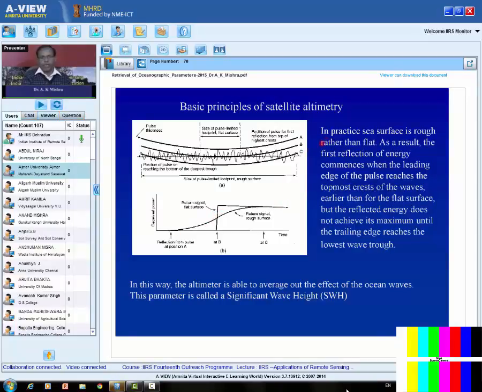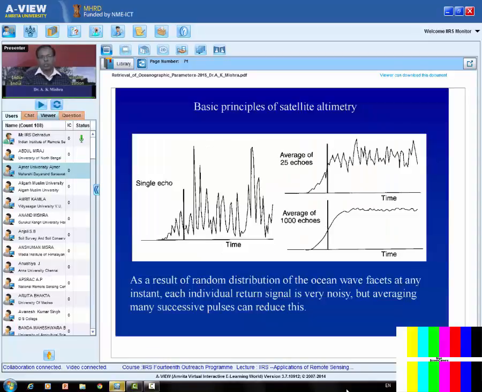So in practice, the sea surface is rough rather than flat. As a result, the first reflection of the energy commences when the leading edge of the pulse reaches the topmost crest of the wave, earlier than for a flat surface. But the reflected energy does not achieve maximum until the trailing edge reaches the lowest wave trough. In this way, the altimeter is able to average out the effect of ocean waves. This parameter is called significant wave height. This is the principle used to find the significant wave height. So you will get different slopes in the leading edge, which will give you information about the significant wave height.